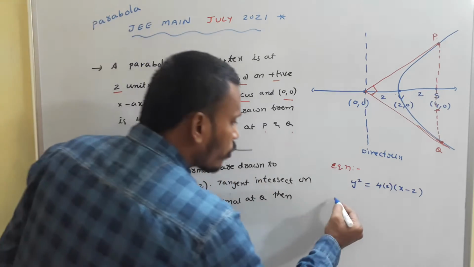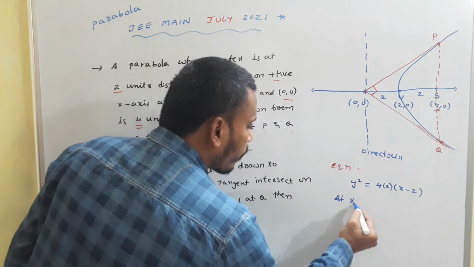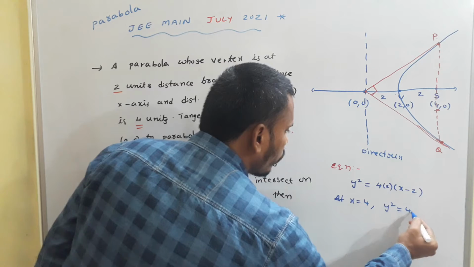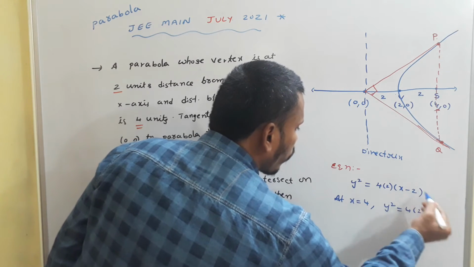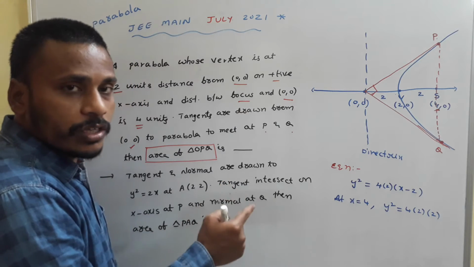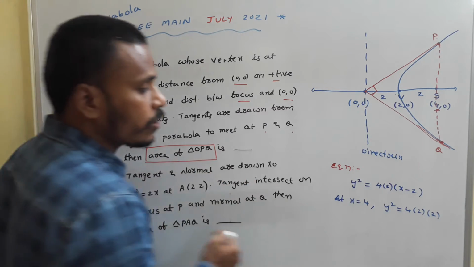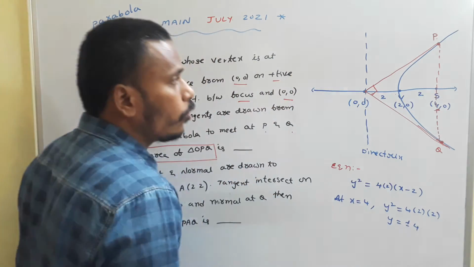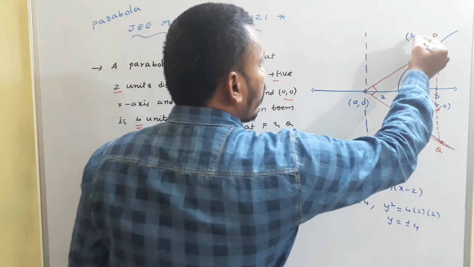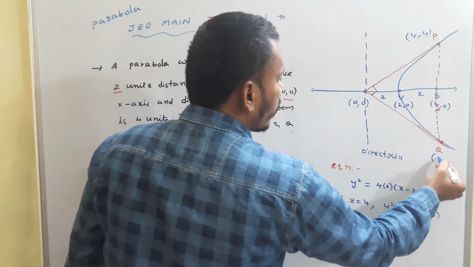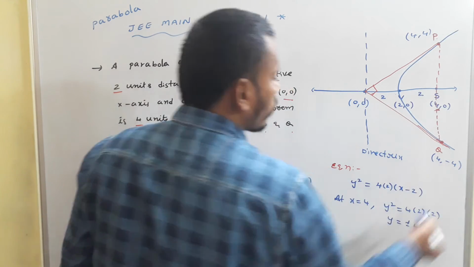Now at x is equals to 4, what we say about y? At x is equals to 4, y square is equals to 4 into 2 into 4 minus 2, that is again 2. That means y square is equals to 16 and y is equals to plus or minus 4. Since y is equals to plus or minus 4, coordinates of P are 4, 4, x is 4, y also 4, and coordinates of Q are 4, minus 4.